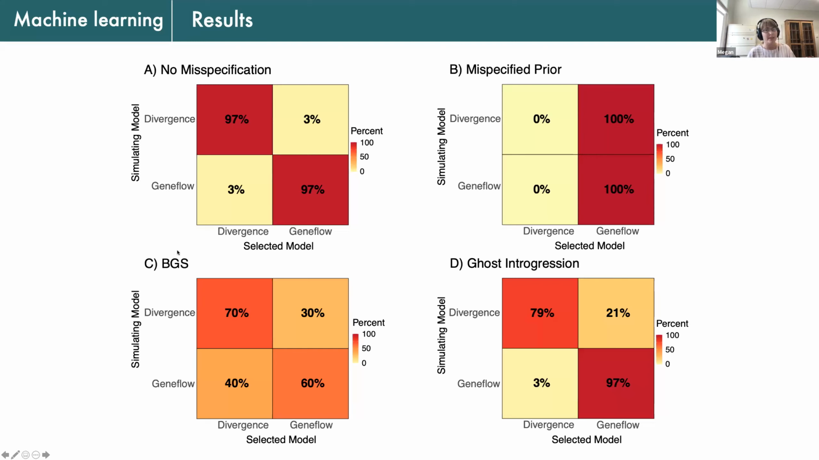When we generate data under background selection and run our CNN, we find that we have elevated error rates under both models. And when we generate data with ghost introgression, we find that data sets that were actually generated under divergence-only models are often classified as having gene flow. And so we are finding that, yes, indeed, these domain shifts are leading to inference errors.